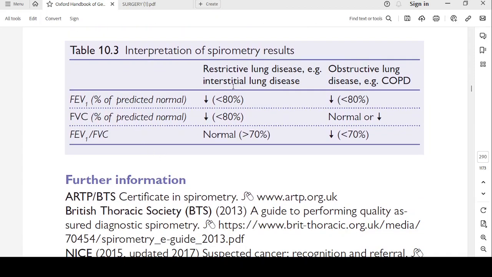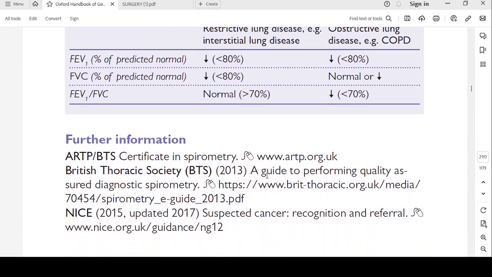Interpretation of spirometry results: restrictive lung disease and obstructive lung disease. Restrictive lung disease, for example interstitial lung disease; obstructive lung disease, for example COPD. In restrictive lung disease, the FEV1 percentage of predicted normal is less than 80%. The FVC, forced vital capacity, percentage of predicted normal is less than 80%. The FEV1 by FVC ratio is normal or more than 70%. In obstructive lung disease, FEV1 is less than 80%, FVC is normal or decreased, and the FEV1 by FVC ratio is decreased, that is less than 70%.